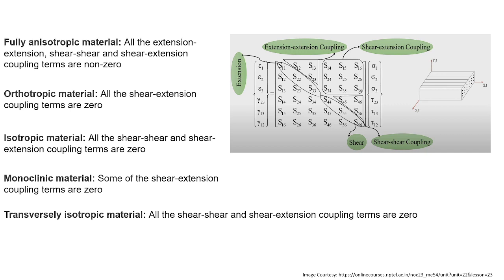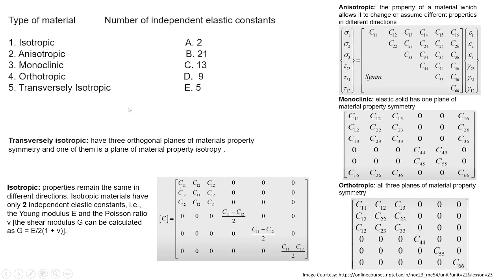Now, when we look at the different material properties in the compliance matrix, which is the stress-strain matrix of that material, there are certain parts in the matrix which can be differentiated as extension coupling coefficients, shear extension coupling coefficients, shear coefficients, and shear coupling coefficients. As you saw before, there are different independent elastic constants for different materials.